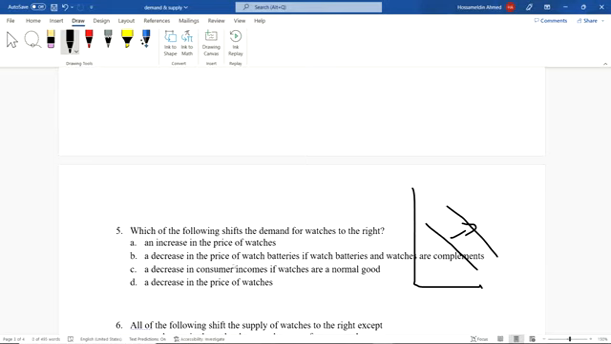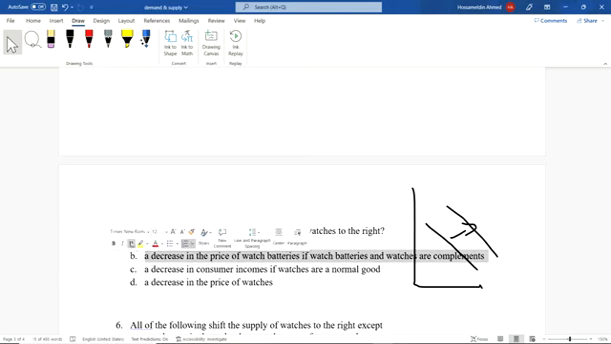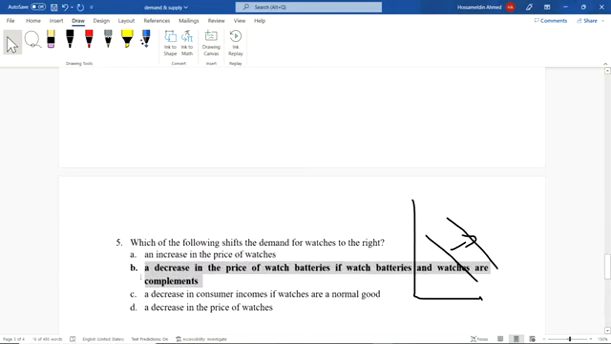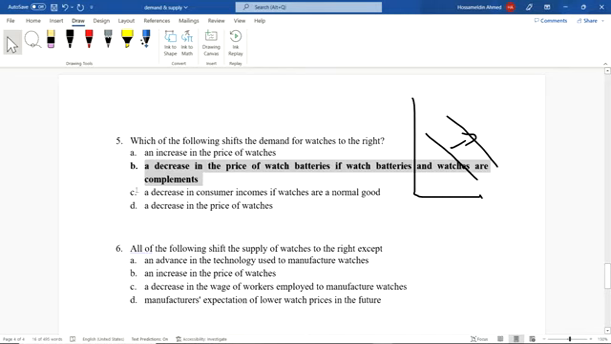So if the price of watch batteries decreases and they are considered to be complements, then the demand for watches would increase. The correct answer is number B. Do not forget to read the other answers or the other choices in order to make sure that you have chosen the most accurate one.